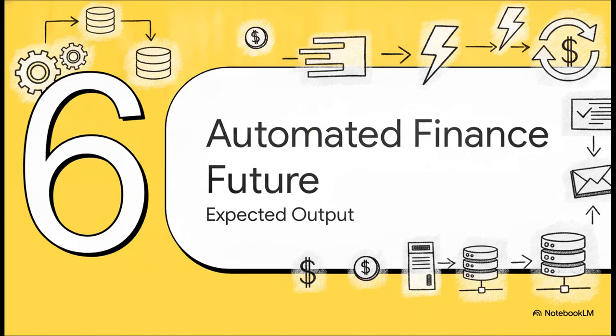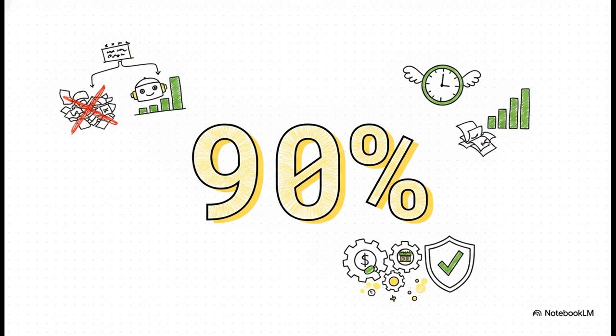Which brings us to our final stop, Section 6, the automated finance future. This number right here, this is the real game changer. By implementing this architecture, your finance team will save an incredible 90% of the time they currently spend on manual reconciliation. Let that sink in for a second. 90% of that agonizing matching, searching, and data entry is just gone, handled silently and perfectly by the architecture.